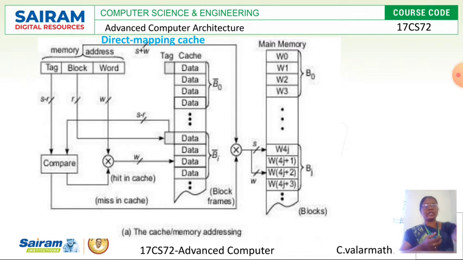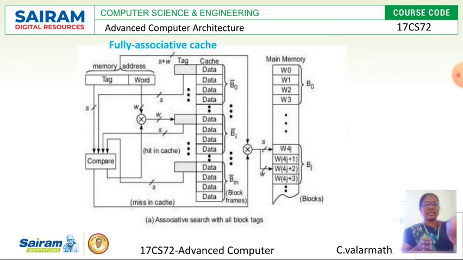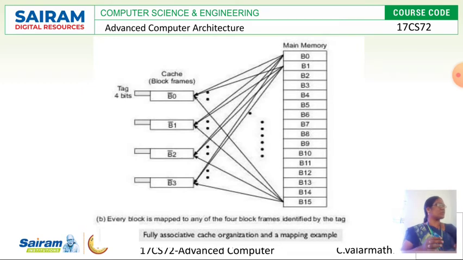Right? I hope you understand this one. So the second type of placement technique is called associative or fully associative cache memory. From the name itself we can understand that all blocks of cache memory are fully connected with all blocks of main memory. Right? So from the name itself we can tell that it is a fully associative cache memory.